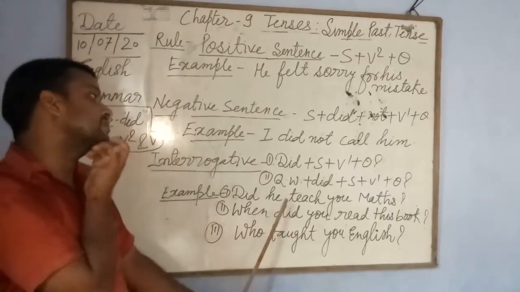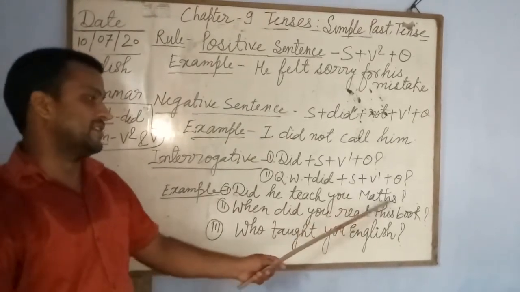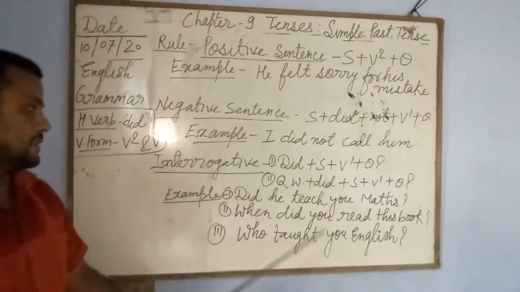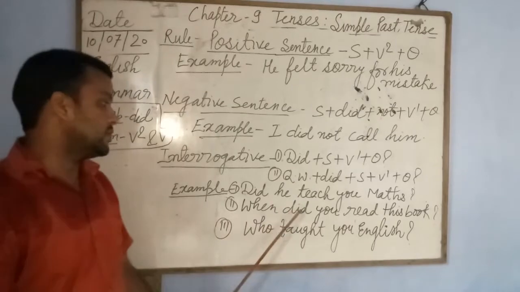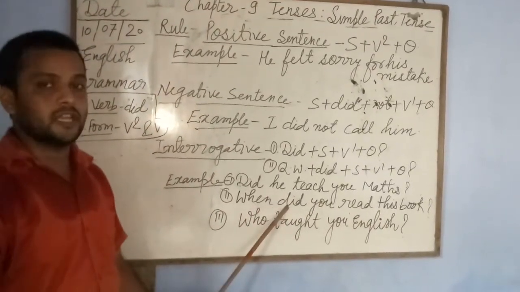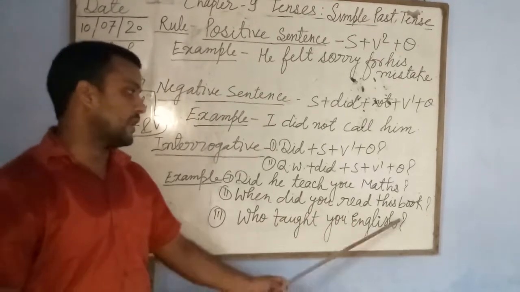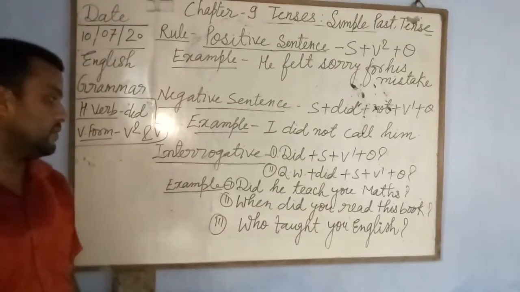He is the subject, then teach is the first form of the verb, then the objects you and maths. There are two objects in this sentence. Now see the second example. When did you read this book? When is the question word, then did the helping verb, you the subject, read the verb first form, and this book the object. Dear students, see the third example.